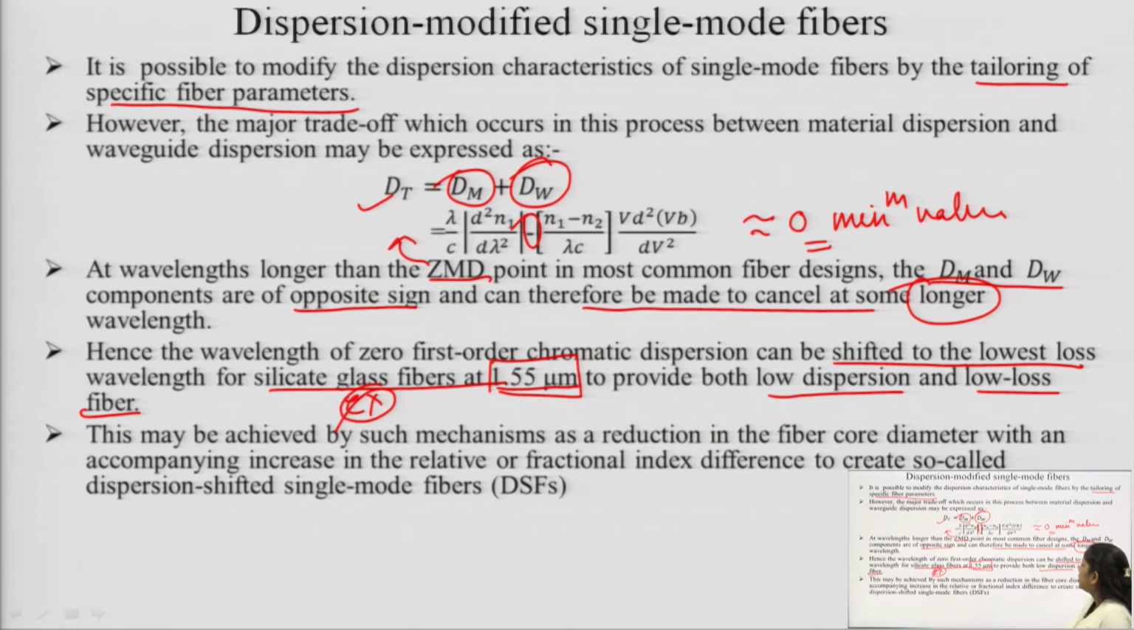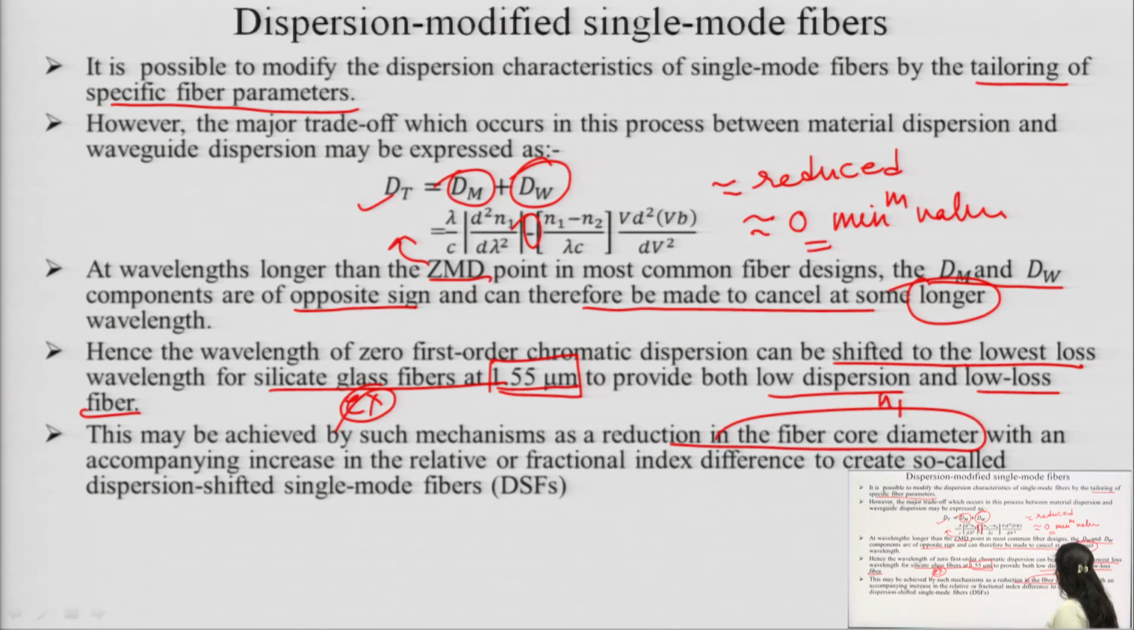You can easily see that, of course, N1 is in the numerator side. If we want the resultant to be reduced, what do we have to do? We have to reduce the components in the numerator portion and increase the parameters at the denominator portion. That is why N1 has to be reduced, with a reduction in the fiber core diameter.